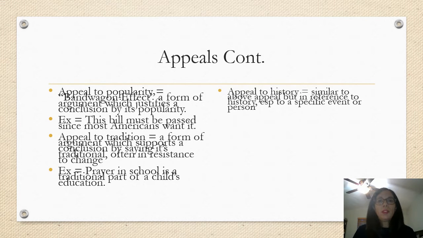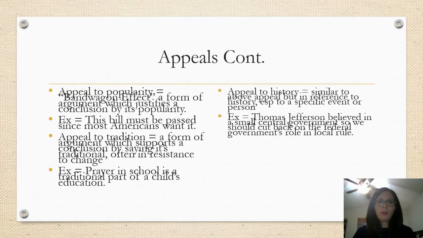Then you have appeal to history, which is similar to tradition, but tradition tends to be vague. Tradition would be something like, oh, we must stand for the Pledge of Allegiance, right? Because we've always done that. As opposed to appeal to history, where I would go back to the original songwriter of those lyrics and how important it was for him as he witnessed that battle. So we should do the same thing.